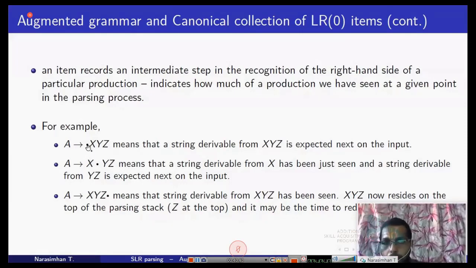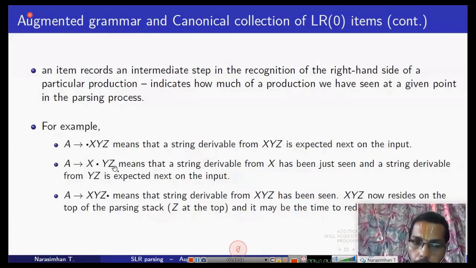Now, what does A gives X dot YZ mean? The dot is here. To the left, you have X. To the right, you have YZ. That means you have finished processing X and you are going to process YZ. You have already seen a string derivable from X. Next, you are expecting to see a string derivable from YZ on the input.